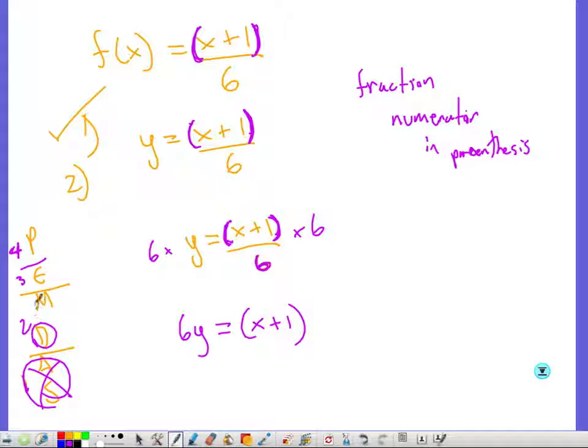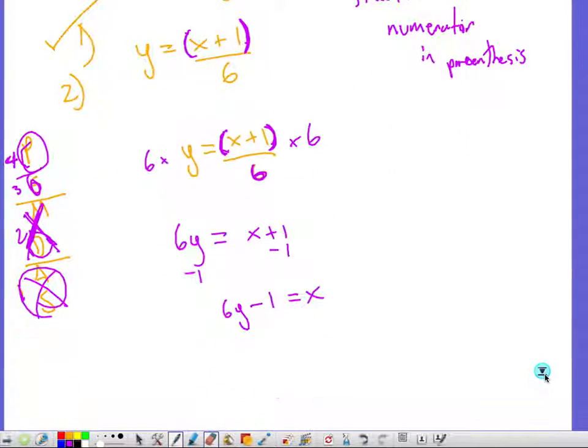Alright. No more multiplication or division, no exponents. We finally get to the parentheses. So notice now that we don't have a fraction anymore, so that means we don't have to have the parentheses anymore. But inside the parentheses we do have just one operation. So what is the opposite of adding 1? Well, that's subtracting 1. So what do we do here? Well, it's basically 6y minus 1 is equal to x.